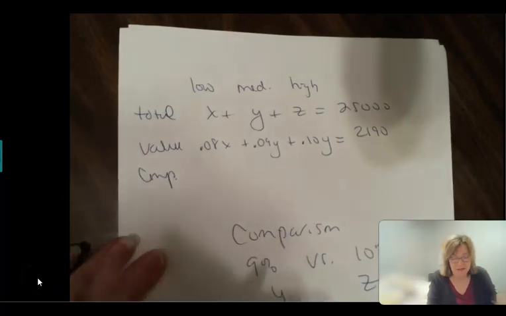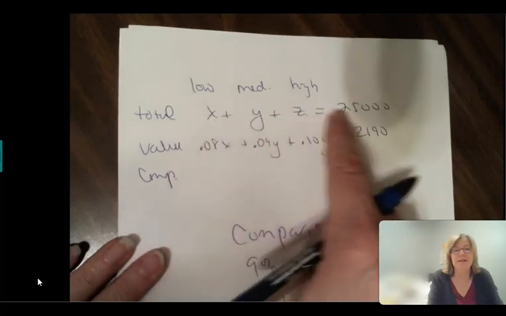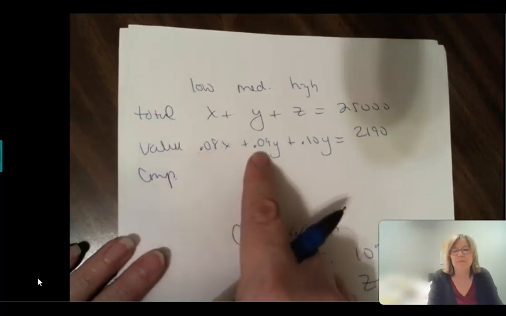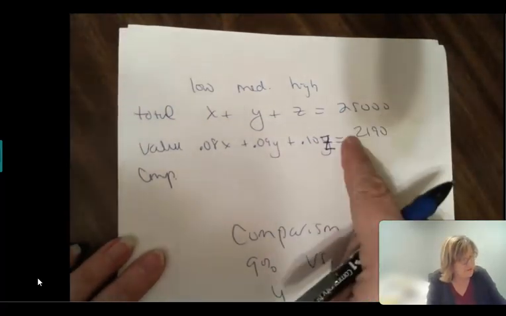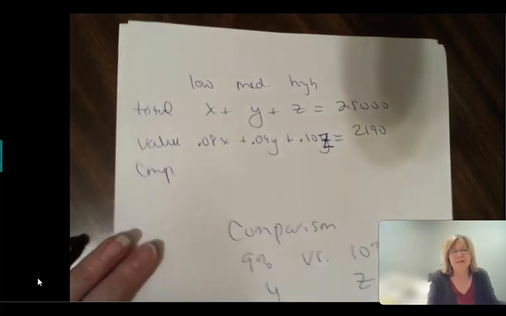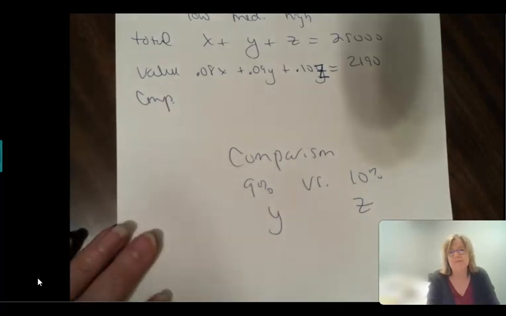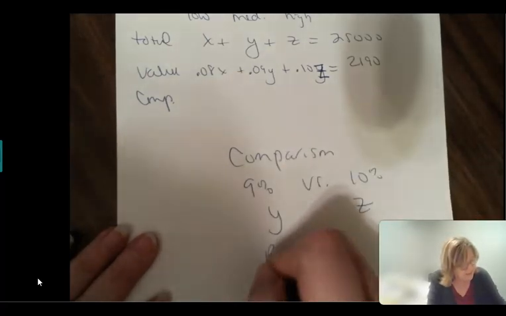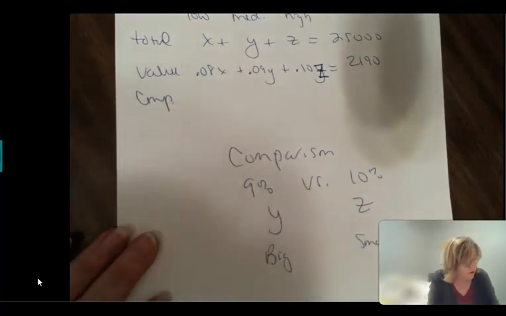All right, so in this story problem, they say there's a total of 25,000 invested. So X plus Y plus Z equals 25,000. Interest rates are 8% X, plus 9% Y, plus 10% Z, and that should equal the interest of 2,190. The comparison says that they borrowed 1,000 more at 9% than 10%. So you know that they borrowed more at 9%. So 9% is the big number, 10% is the small number, and they borrowed 1,000 more.